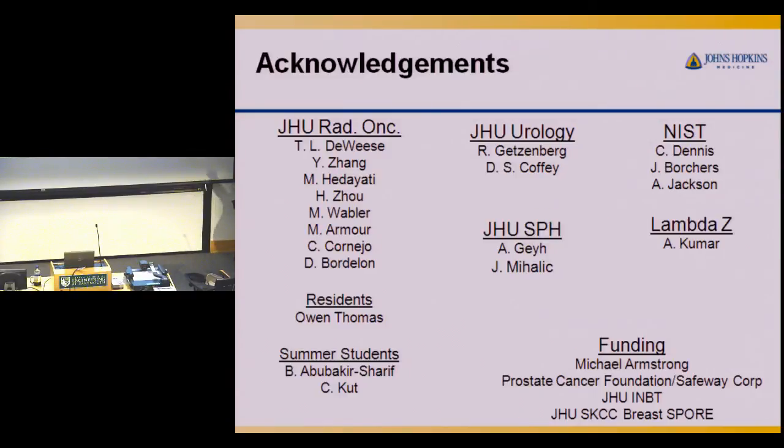Anyway, to finish up, just to acknowledge people in the group and other collaborators. Within radiation oncology, I have a couple of postdocs. One of them has recently left, David Bordelon. He got a job in South Carolina, so I'm down to one postdoc. I have one resident, Owen Thomas, radiation oncology resident, MD, PhD, physical chemistry. That's why I think he is quite good. It's because of the physical chemistry background.